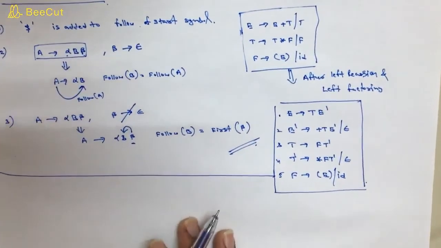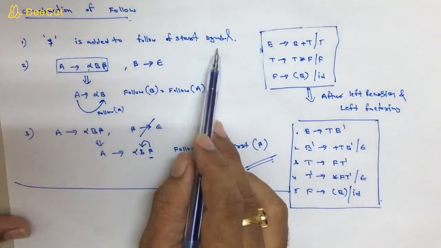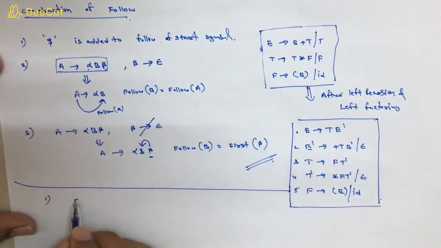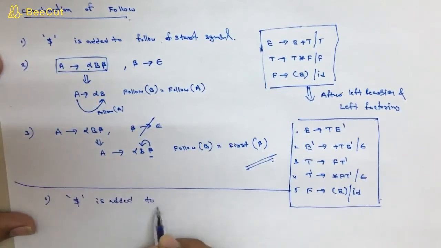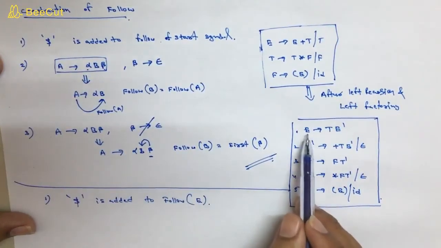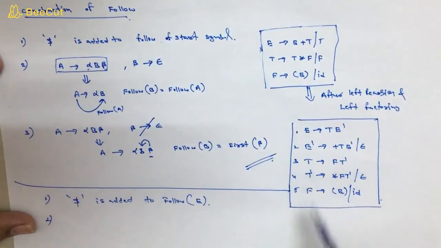As per rule number 1, dollar is added to the follow of the start symbol. What is the start symbol that we have? E. So dollar is added to the follow of E, the start symbol. In this construction of follow of E, dollar is added, and as per rules number 2 and 3, we will do the remaining steps.